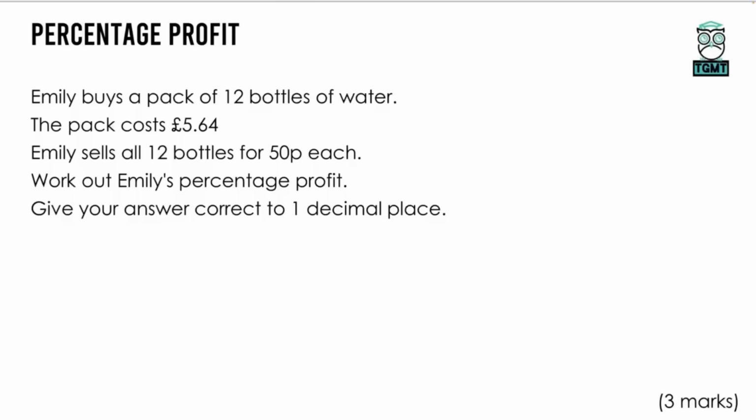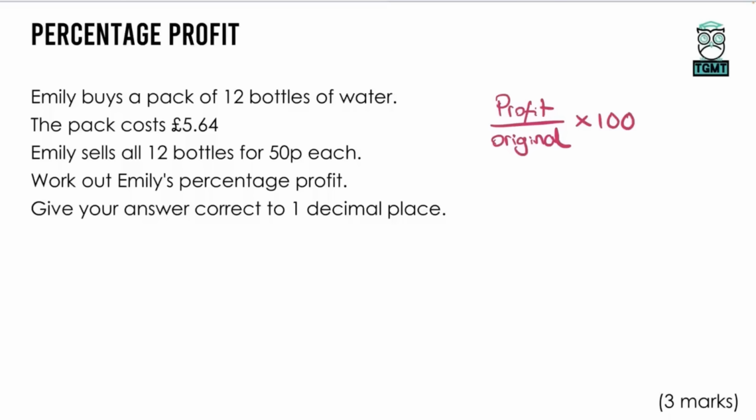So to start with, the original cost was £5.64. When we're looking at percentage profit, we just want to do the profit or the change, because they might have made a loss as well, over the original cost, and then multiply that by 100 to turn it into a percentage. So here we actually need to work out the profit. So the original we already have, £5.64.